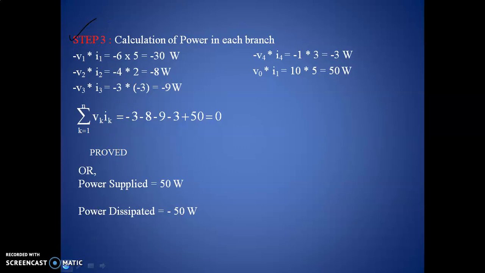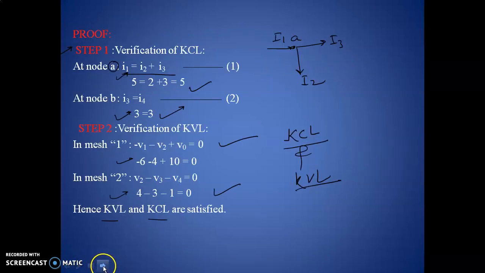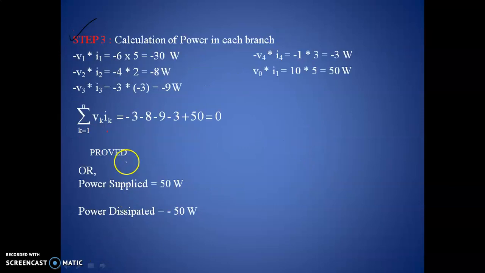One very important part of this Tellegen's theorem is the instantaneous power, the calculation of power in each branch. That is minus V1 into I1, that is minus 30 watt, minus V2 into I2, that is minus 8 watt, minus V3 into I3, it is minus 9 watt. Wherever there is a voltage source or current source, we can calculate the power delivered or power consumed according to sign.